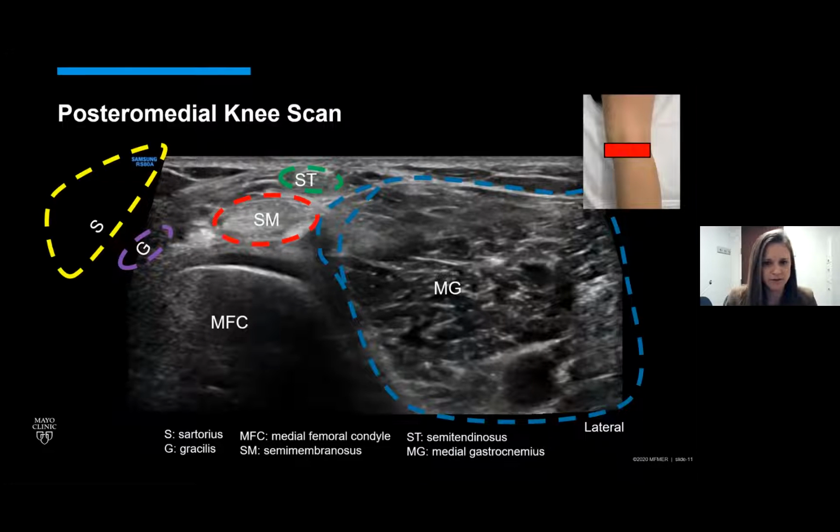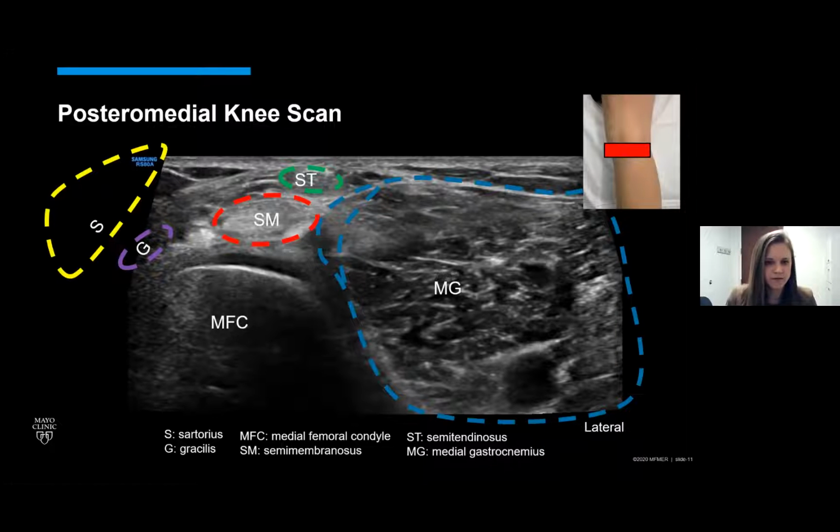medial femoral condyle. We expect to see the medial gastrocnemius muscle as the bulk of the lateral aspect of the image. Just medial are the tendons of the semimembranosus, which will be the deeper of the two, and the semitendinosus, which will be the more superficial of the two. And then moving further medially will be the tendon of the gracilis, and then further medially and superficial will be the muscle belly of the sartorius.